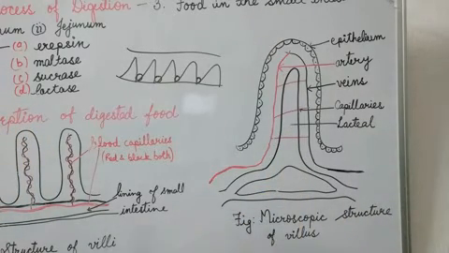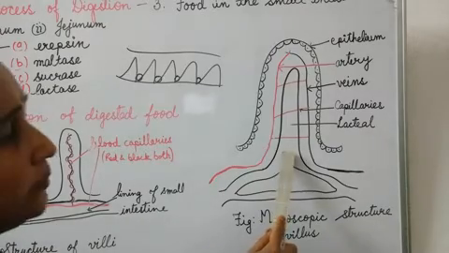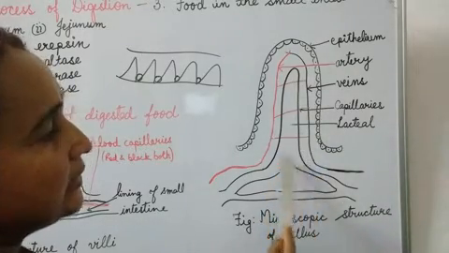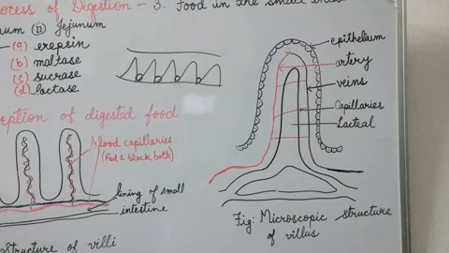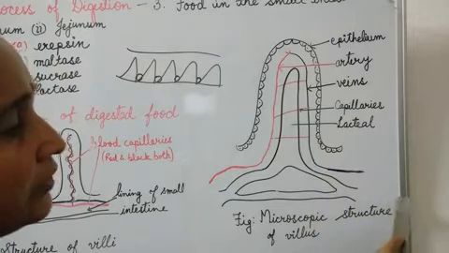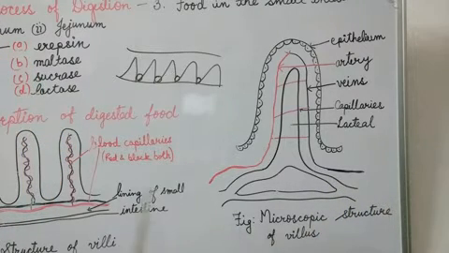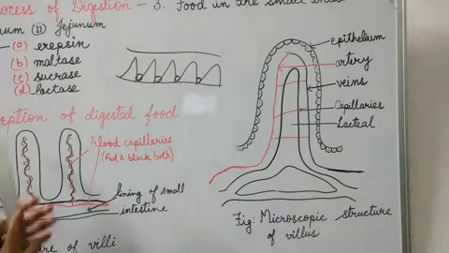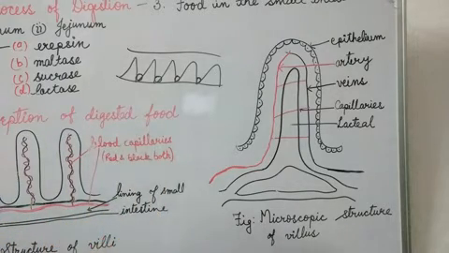Then remain the fatty acids and the glycerol. So they are absorbed by this lacteal area of the villus. They absorb fatty acids and glycerols, and again it enters into different ducts for different purposes which go to different organs. In this way we have completed the absorption of digested food with the help of the diagram.